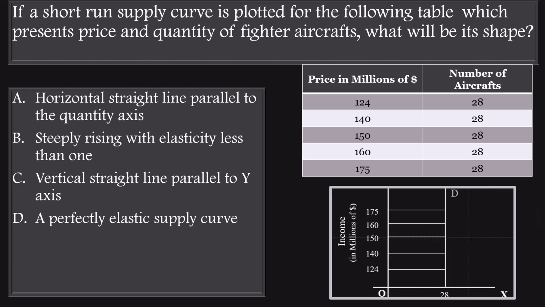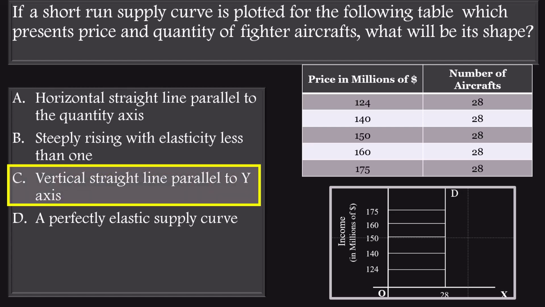Look at this table. The price of aircraft goes on increasing, but the number of aircraft bought remains unchanged. Hence, the curve is vertical and parallel to y-axis. Option C is the correct answer.